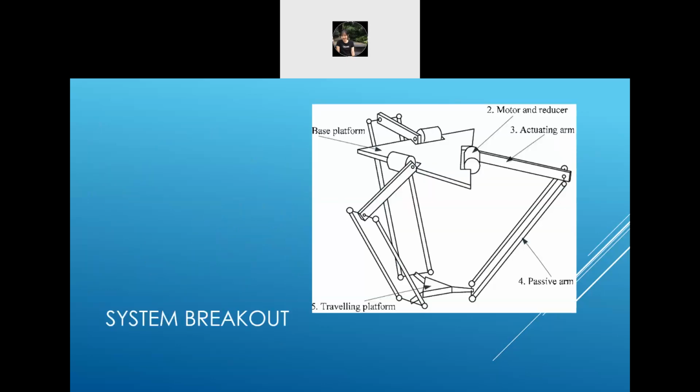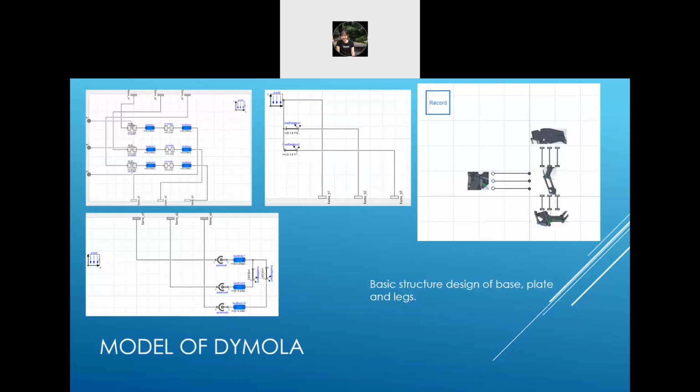This is the structure of the Delta robot. It has five important parts: the base platform, the motor and reducer, actuating arm, passive arm, and traveling platform. Here is the model I built in Dymola. This is just the basic structure design for the base plate and legs. I did a simplification for each part.